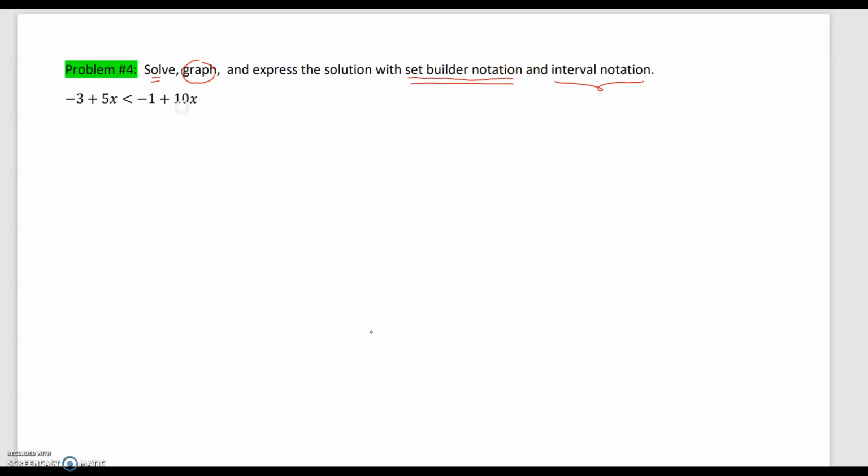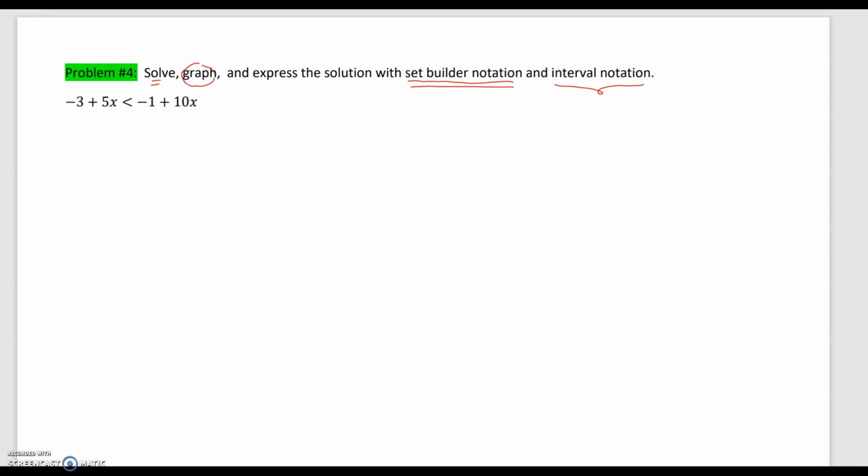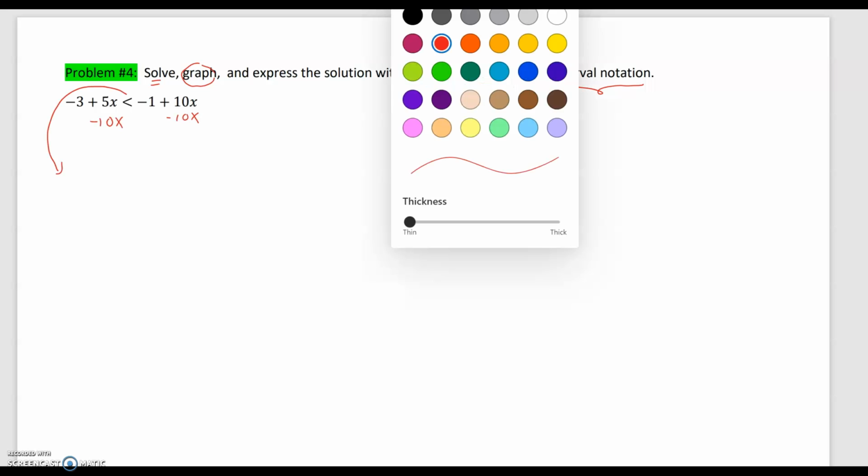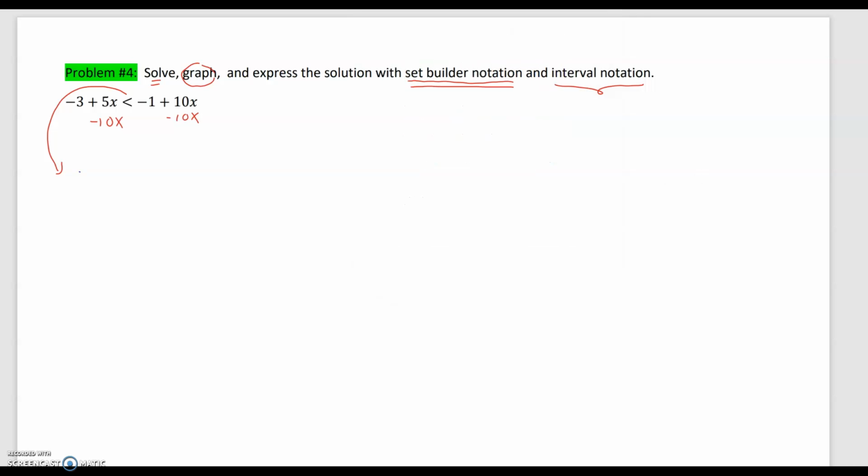Once again, it's best just to have the x's on the left hand side so that we can actually read it and provide the graph and all the other notation. So what I'm going to do first is put the x on the left hand side. Let me start by subtracting 10x from both sides of the inequality. At this point, we're going to be left with -3 minus 5x less than -1.